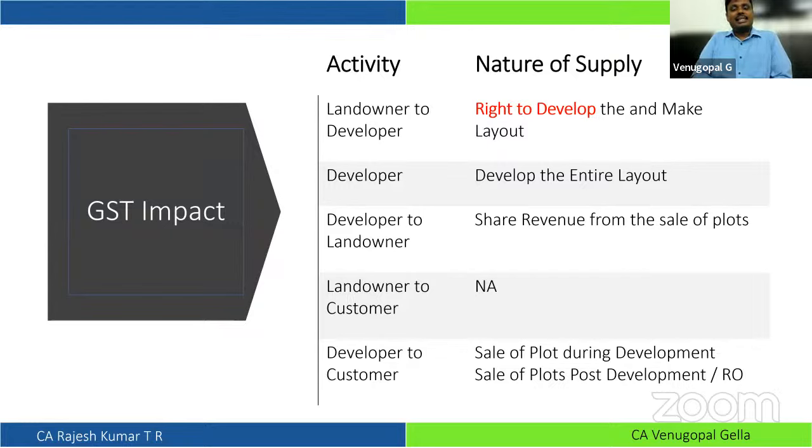The developer has developed the entire layout. While developing the entire layout, some portion of land, in case of an area sharing, belongs to him. Do we say that the developer has developed something on his own land? That is a question that comes.